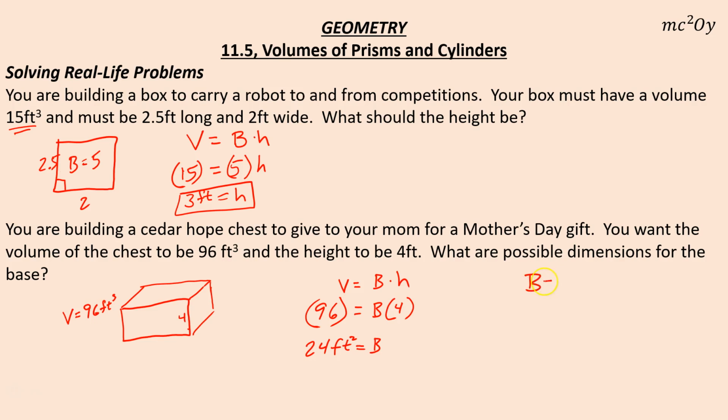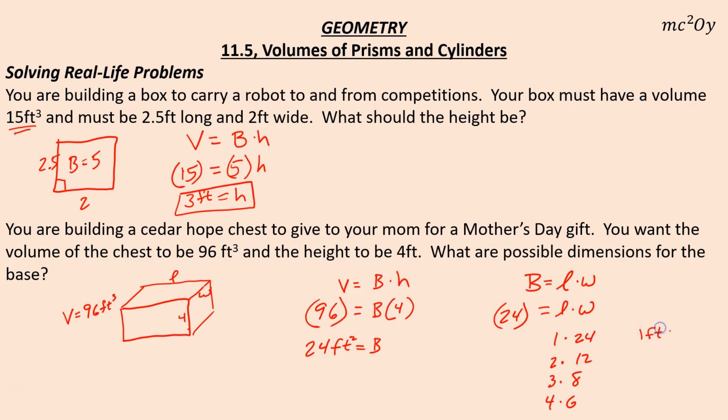In this case, base is going to be length times width, because it's a rectangular base. We're looking at our length and our width. If my area is 24, what two things will multiply to make 24? Well, you have options. You could have a 1 times 24, a 2 times 12, a 3 times 8, a 4 times 6. Those are all possible dimensions, if you're thinking in terms of feet here.